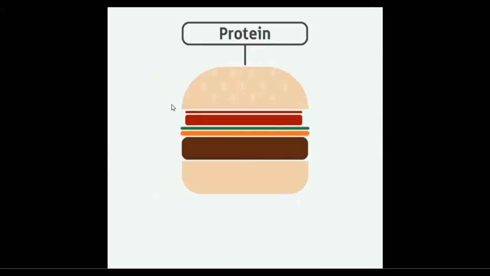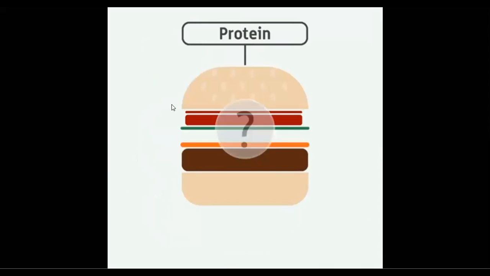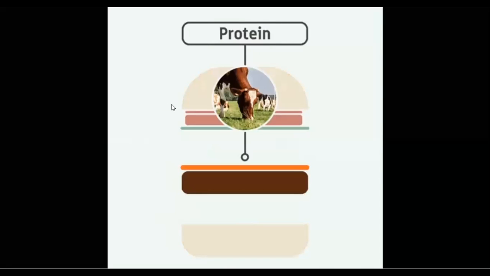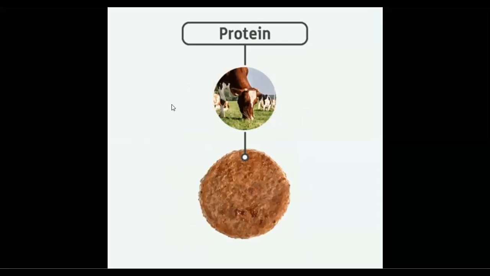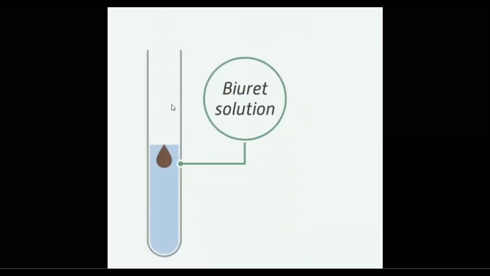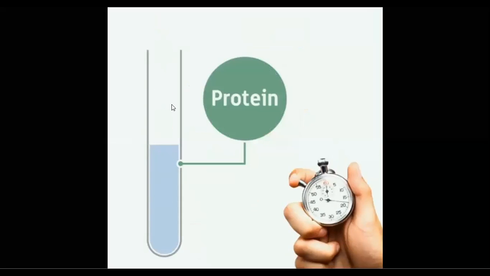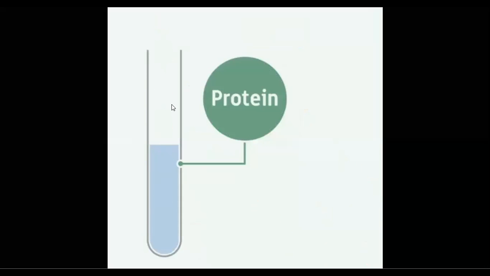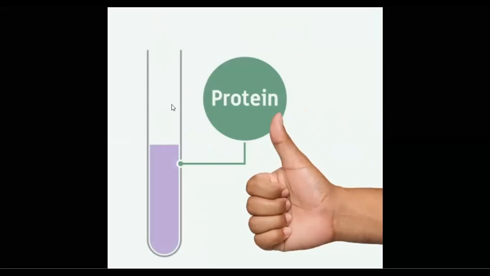Next up, what about proteins? What parts of the cheeseburger might contain protein? Well, the burger and the cheese are both animal products. Let's test the burger. First, because it's solid, you need to grind it up with some water to form a liquid. Then you add some of the liquid to some biuret solution and wait for a few minutes. If protein is present, the pale blue colour of the biuret solution turns purple. Yes, another positive result, so the burger contains protein.